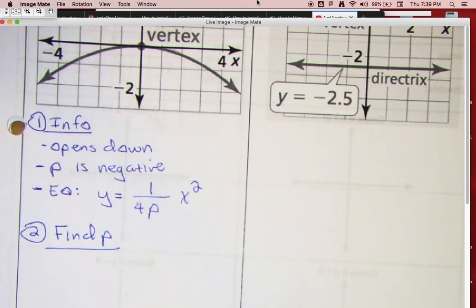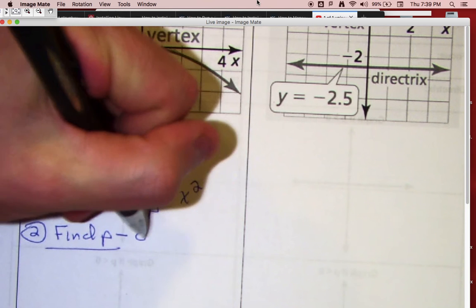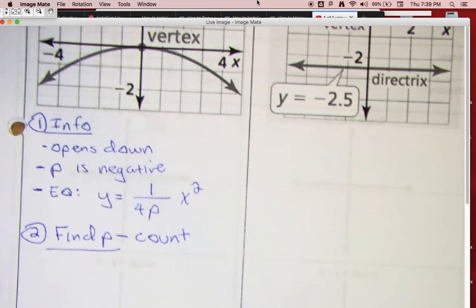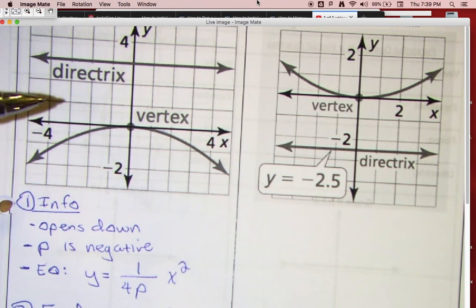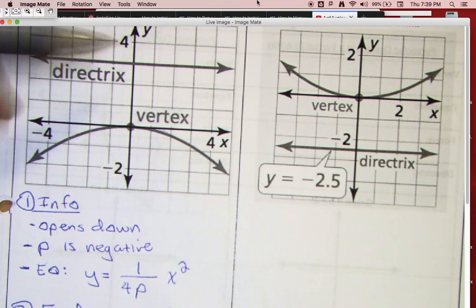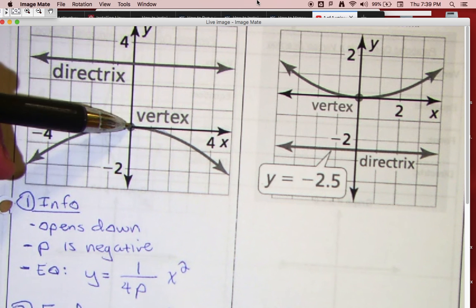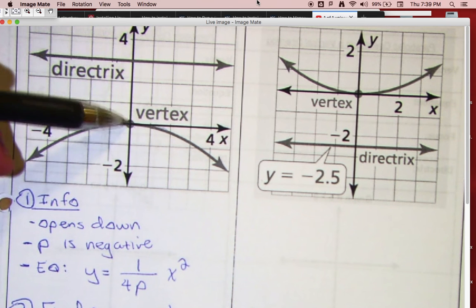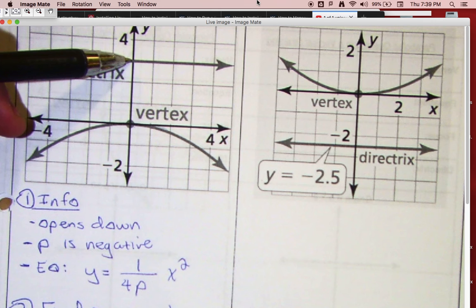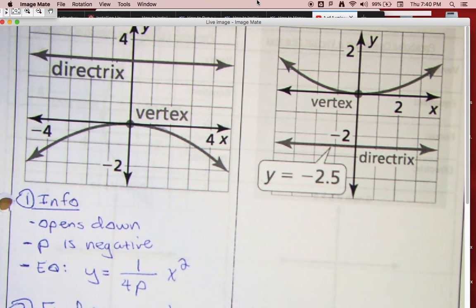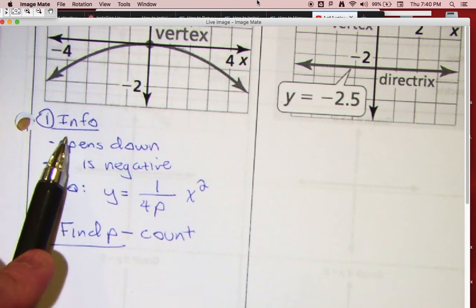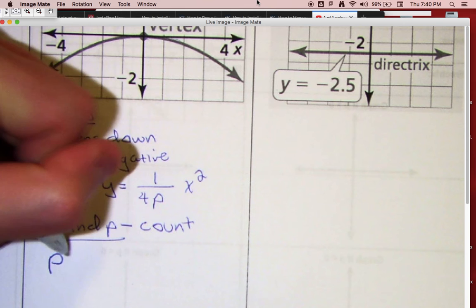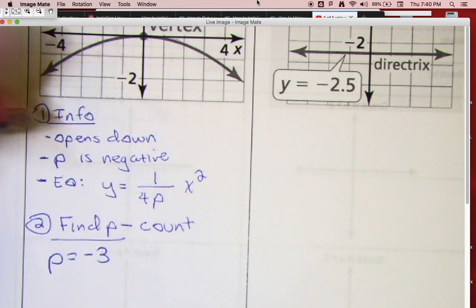Okay, so how do we find p? Real simple, we count. If you remember, the distance of p is either from the vertex to the focus or the vertex to the directrix. Here we have a directrix and a vertex, so we can just count from the vertex, 1, 2, 3, to the directrix. So the distance from the vertex to the directrix is 3. However, we also know that p is negative because it opens down. So when you combine those two things, p equals negative 3.